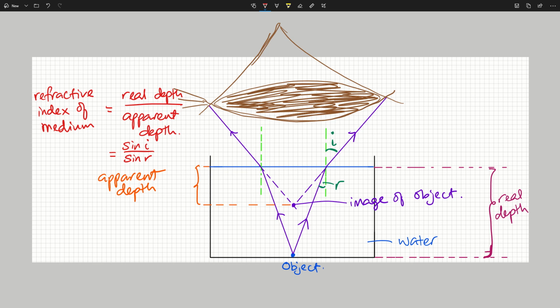So this is what I'm trying to show you: how the eye sees the image of the object that's been immersed in water, and how the image appears to be shallower than the real depth of the container. Right? An object is actually much deeper than where the eye perceives the image to be.